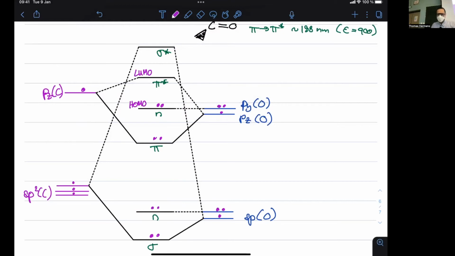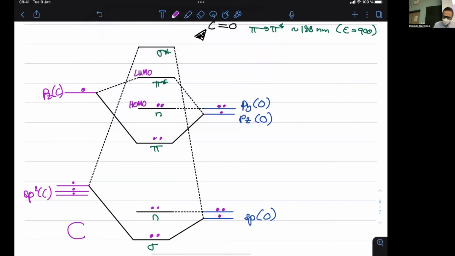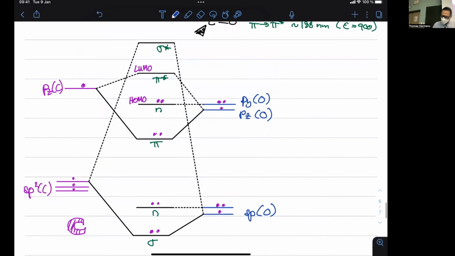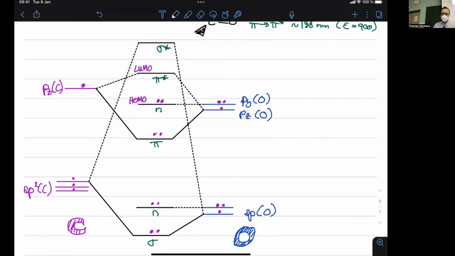So those are the transitions we're going to see, right? So this is carbon and oxygen. That's for carbonyl compounds. So you can look at the atomic orbitals, make the molecular orbitals, look at the levels, and then this will make sense for the transitions.